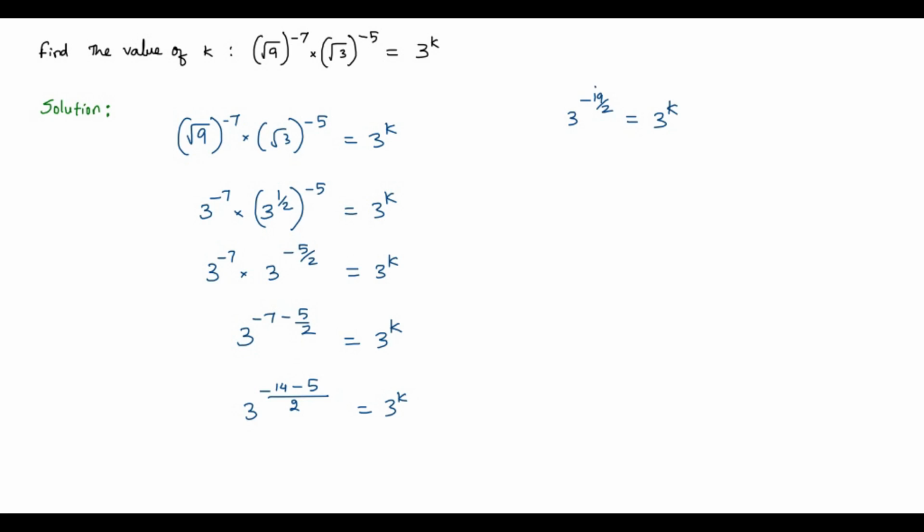Here the base on the left side is 3, the base on the right side is also 3. So the two terms are equal with the same base 3. So if two terms are equal with the same base, what we can do is we can equate the exponents. Here we have the exponents negative 19 divided by 2 and k. So if I equate the exponents, I'll be getting negative 19 divided by 2 is equal to k. So the value of k is negative 19 divided by 2.